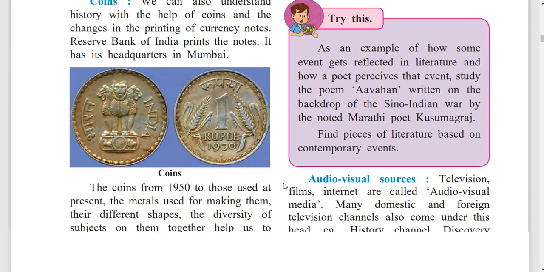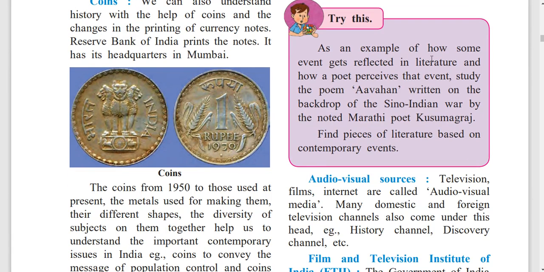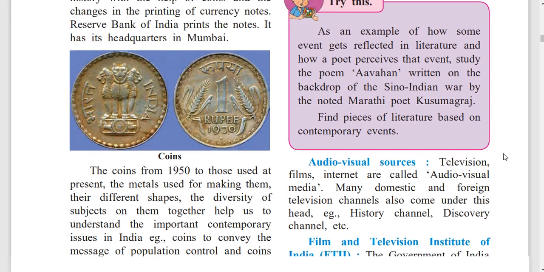Try this. As an example of how some event gets reflected in literature and how a poet perceives that event, study the poem Avahan, written on the backdrop of the Sino-Indian War by the noted Marathi poet Kusumagraj. Find pieces of literature based on contemporary events.